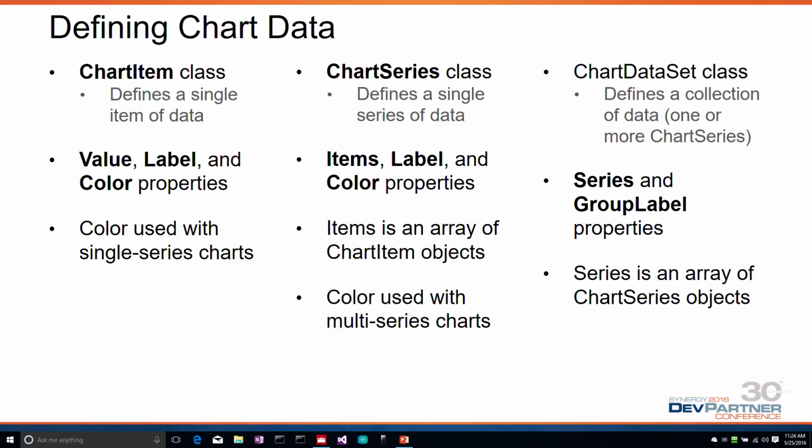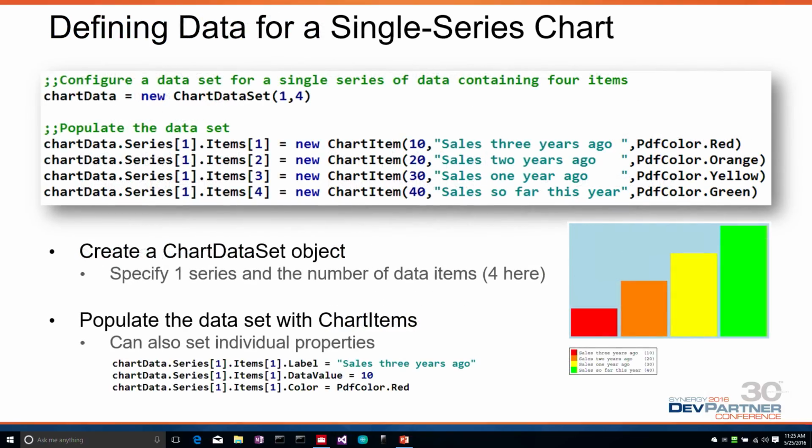Defining chart data, there's a chart item class that represents an item of data. There's a chart series class that represents a series of data for a multi-series chart data sets, and so on. So basically these other classes that you create a collection of chart items or a chart series and pass it to the appropriate method, and it draws the thing. So there's a very simple example of drawing a single series chart. You can see I've created a chart data set, one data series, 4 items in the series, and then I populate it, chart data series, 1 items, 2, 3, 4, and hand it chart items. The chart item has a value, a label, and a color.